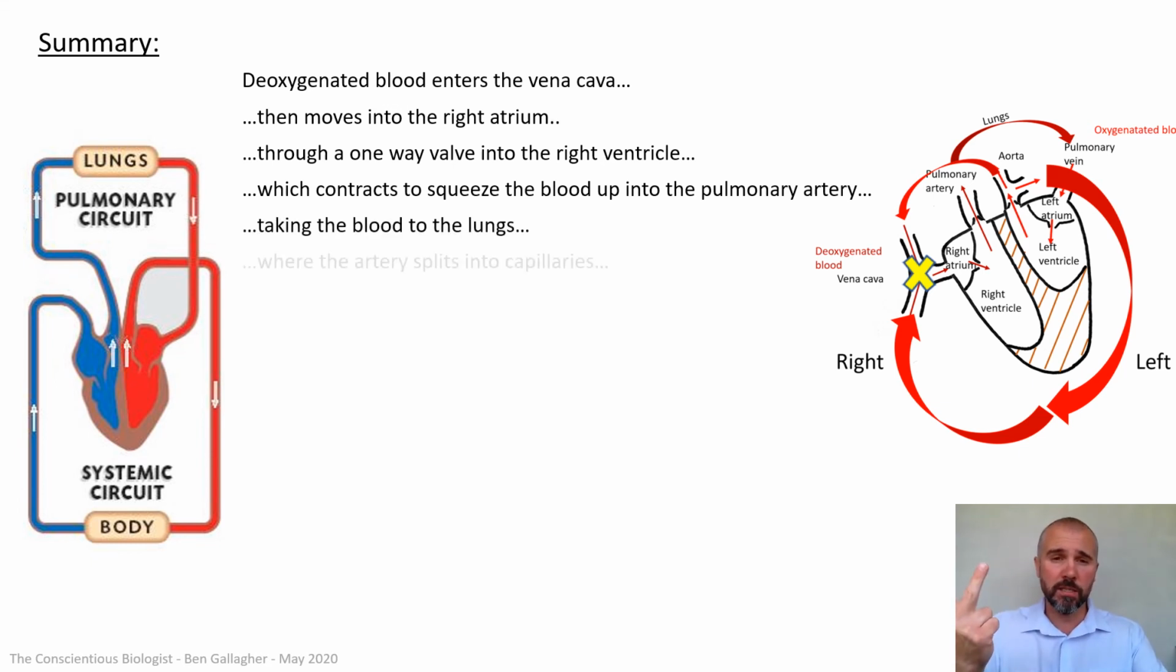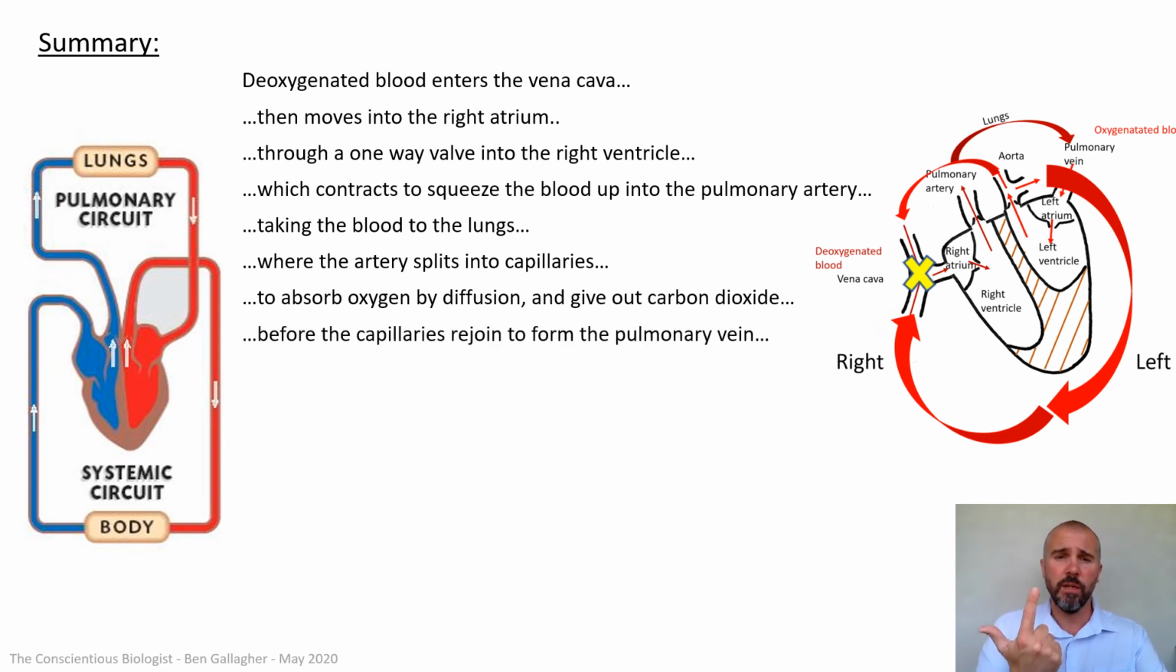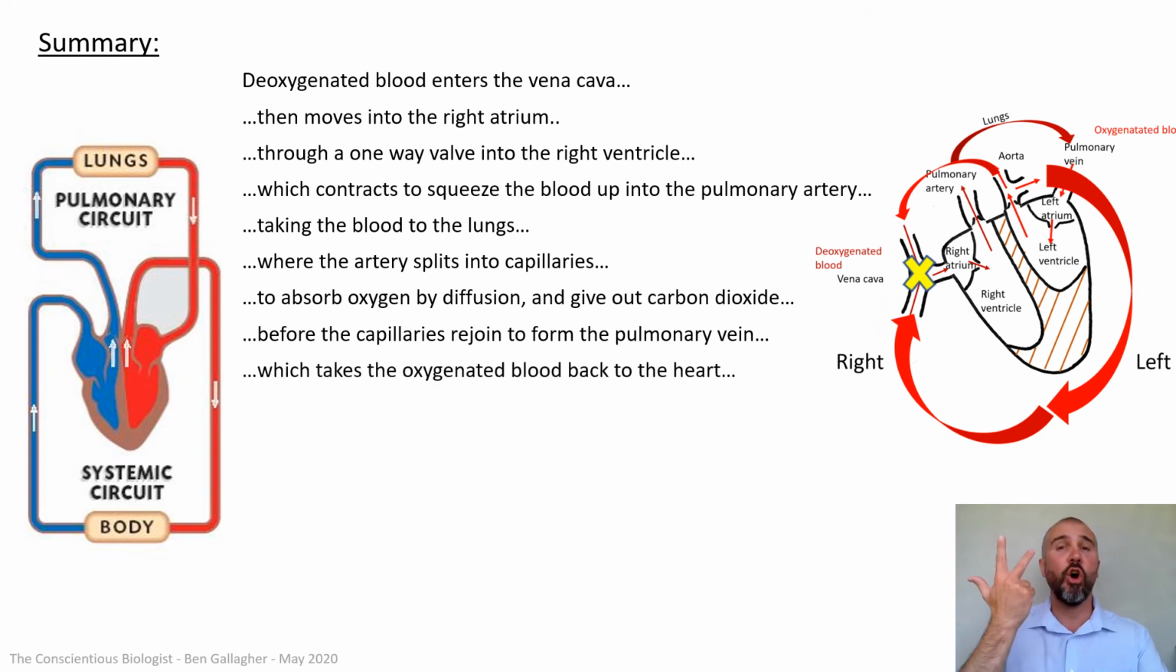Taking blood to the lungs, where the artery splits into capillaries, so you now bring in the capillaries, to absorb oxygen by diffusion and give out carbon dioxide. 3 separate points in that one phrase, so we're up to 12 key points now. Before the capillaries rejoin to form the pulmonary vein, which takes oxygenated blood back to the heart. No, I haven't even mentioned hemoglobin and oxyhemoglobin. You could add those as extra details. We're still on 14 key points here, just in that very small amount of writing.